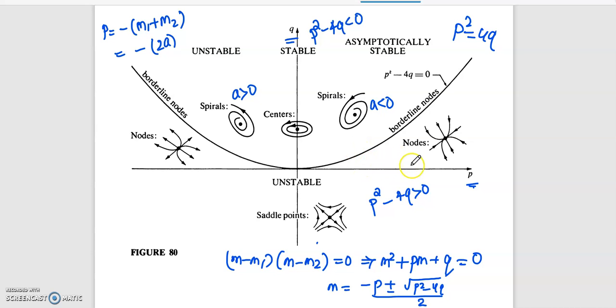And again, p² - 4q = 0. When p² - 4q is equal to 0, that means the roots will be real and equal. In that case, where the roots are real and equal, we get nodes. So these are called the borderline cases. The borderline cases are shown here. Now in the borderline case, where the roots are equal, both roots can be negative or positive.